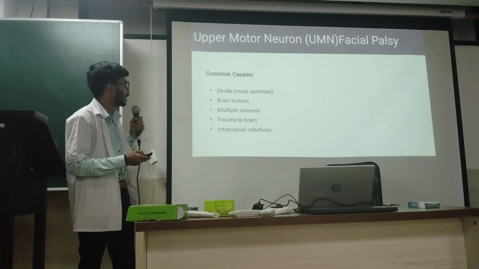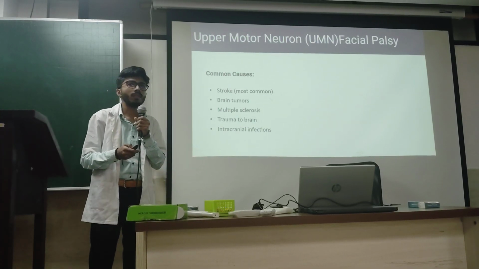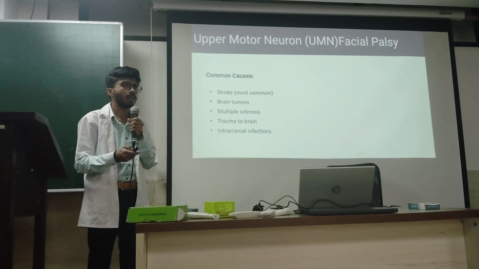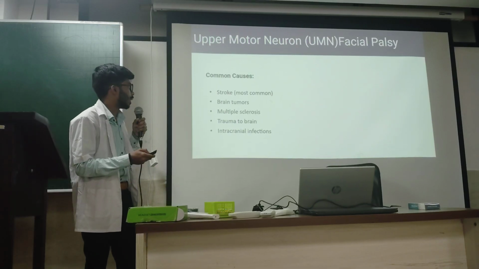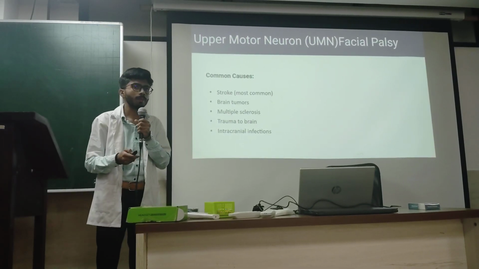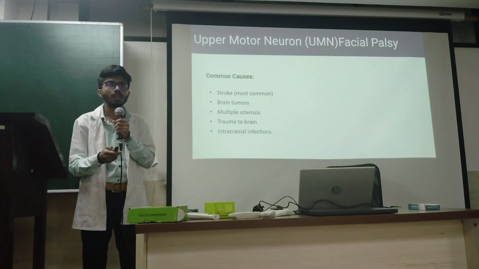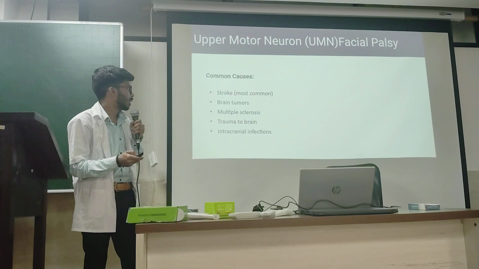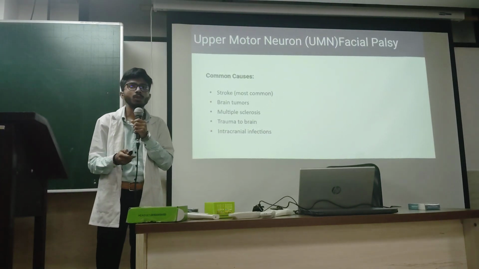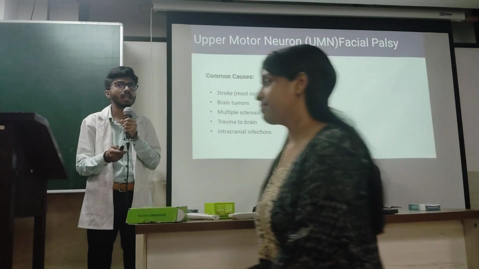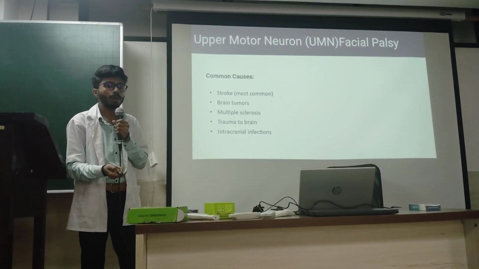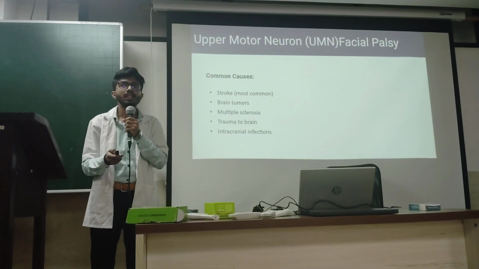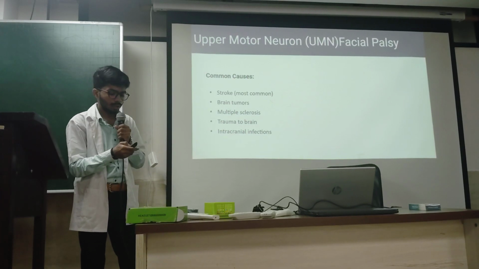Then second is brain tumor. If any tumor is growing in the area of the cortex or internal capsule, it affects the upper motor neuron facial nerve pathway. And then multiple sclerosis. Multiple sclerosis is an autoimmune disorder in which demyelination of the CNS occurs. Then next is trauma to the brain. Any trauma to the brain in accidents or intracranial hemorrhage, the upper motor neuron pathway is affected. Next is intracranial infections. Infections like meningitis and encephalitis can occur.